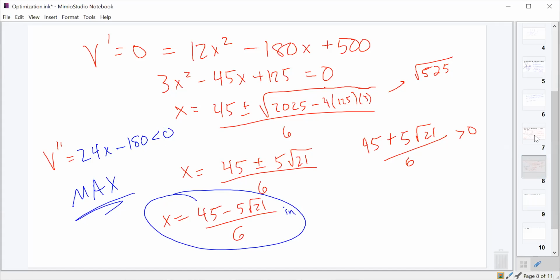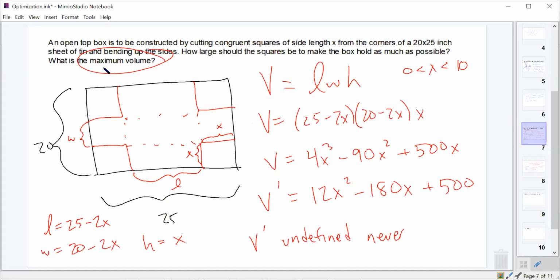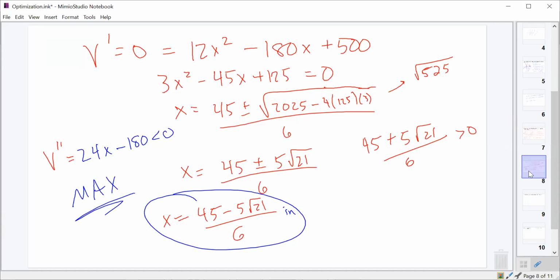And I'm not going to go through and do all the arithmetic here. We want to know what's the maximum volume. Well, for the maximum volume, you just plug that number back into your original equation and find that. Any questions on that or no? Yes. Can you go back to the other page?